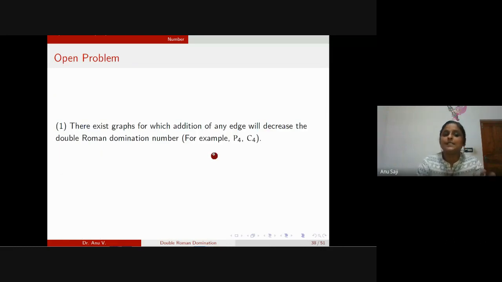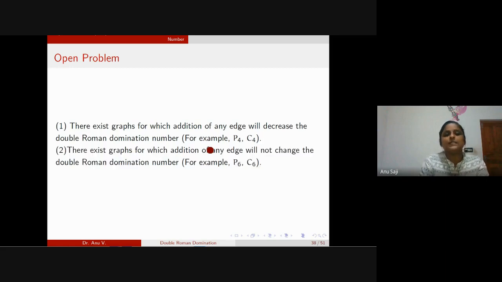Now, there exist graphs for which the addition of any edge will decrease the double Roman domination number. P4 and C4 are such graphs. Also, there exist graphs for which the addition of any edge will not change the double Roman domination number. P6 and C6 are such graphs. So our next problem is to characterize such graphs: those where addition of any edge won't change γ_dR, and those where addition of any edge will decrease γ_dR.